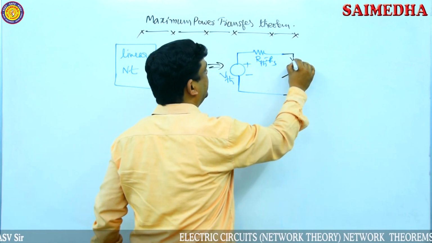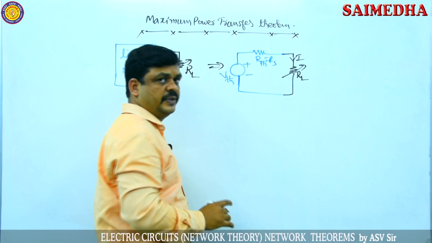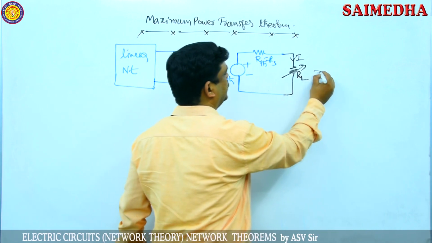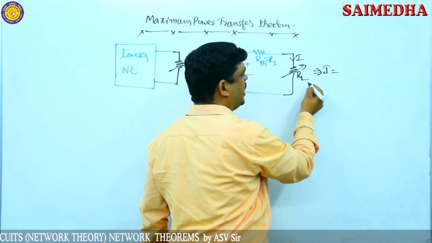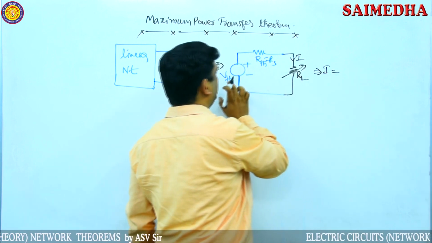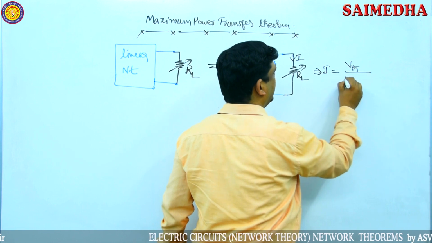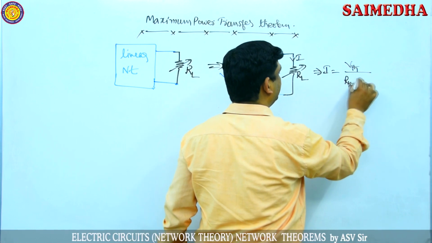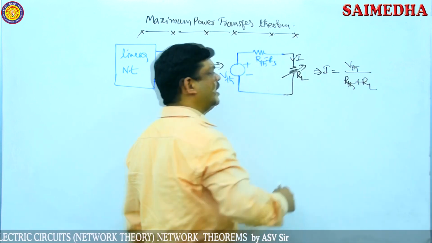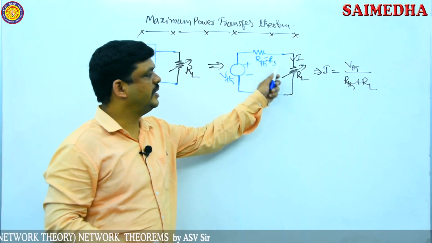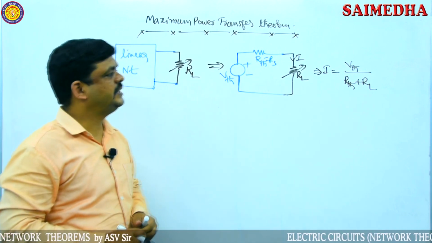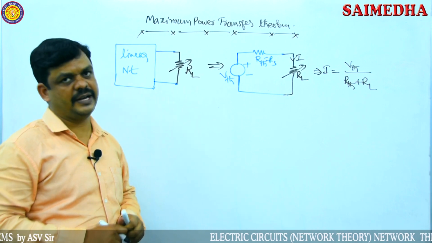To find the power, I first find the current I through the load resistor RL. The current I is the total voltage by the total resistance. The total voltage is V Thevenin and the total resistance is R Thevenin plus RL, because these two are connected in series combination. So I is equal to V Thevenin by R Thevenin plus RL.